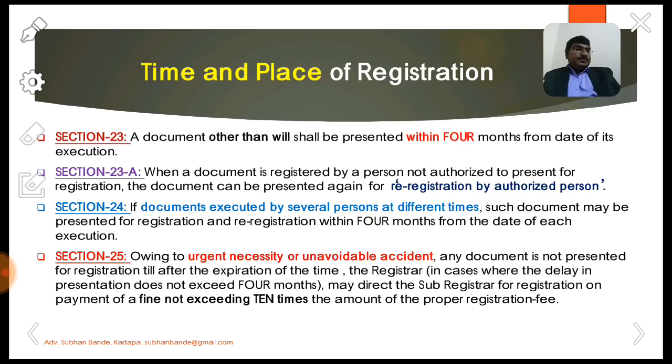For instance, a document is executed. Here, this is the execution related to sale of certain immovable property between Mr. A and B. Mr. A and B executed a deed of sale of immovable property on 1st January 2017.